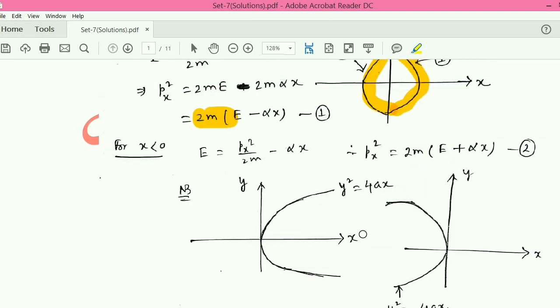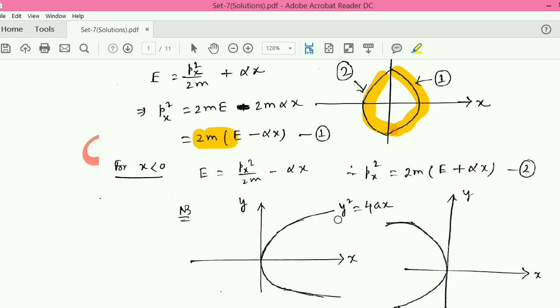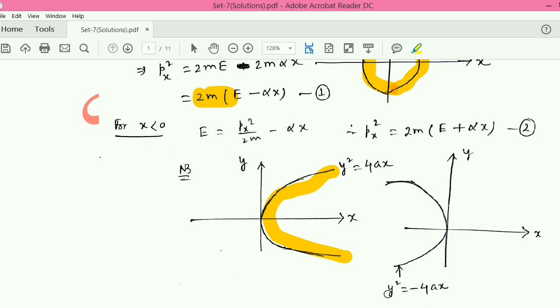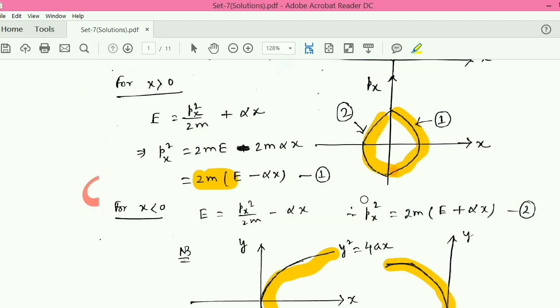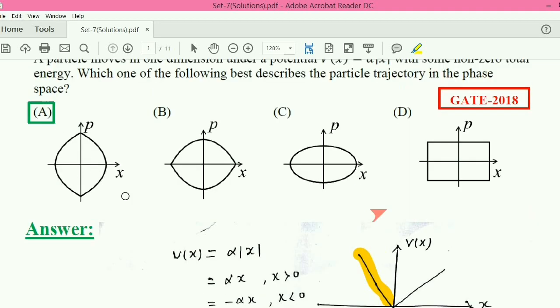For your convenience, I have drawn 2 figures for the generalized case. This is for y square equal to 4x, so the curve looks like this, and for y square equal to minus 4x, the curve looks like this. Now if some additive term is added here, it will shift toward this, and if some positive term is added here, it will shift toward this. As a result, it will produce a figure like this, and it is matching with option A.